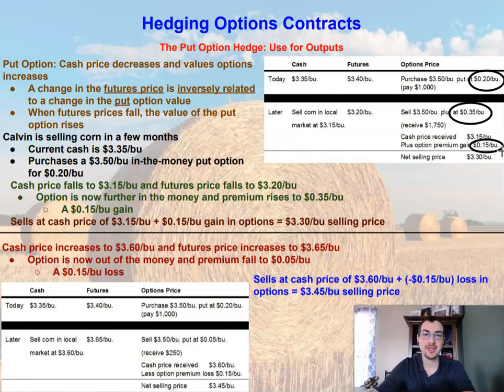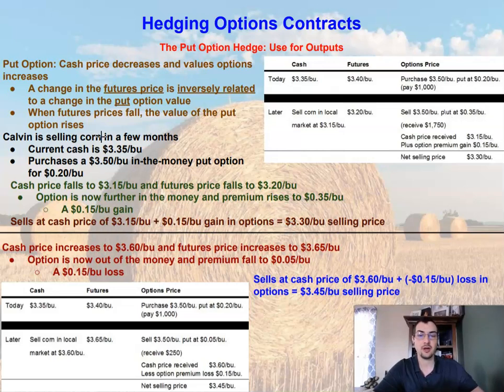So what are we going to do with that 15 cents per bushel gain? We're going to add it on to that cash price at which we're selling. So we sold it at a cash price of $3.15. We received a 15-cent gain in the options, and our overall selling price is $3.30.